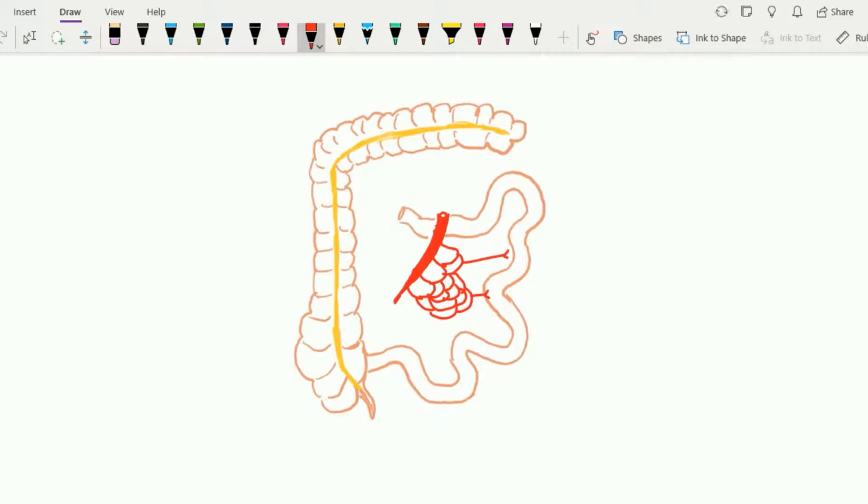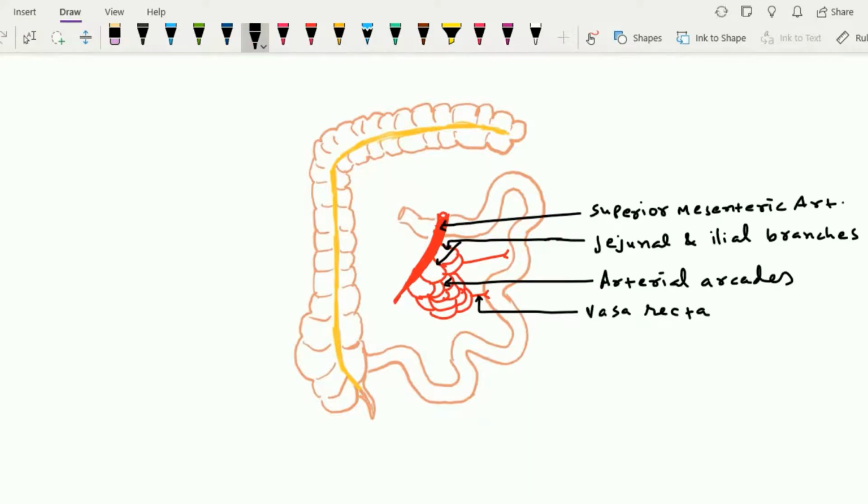And after arising from these arcades, the long arteries are called the vasa recta, and these vasa recta supply the jejunum as well as the ileum in an alternate manner on the anterior surface and posterior surface, and these vasa recta are end arteries.